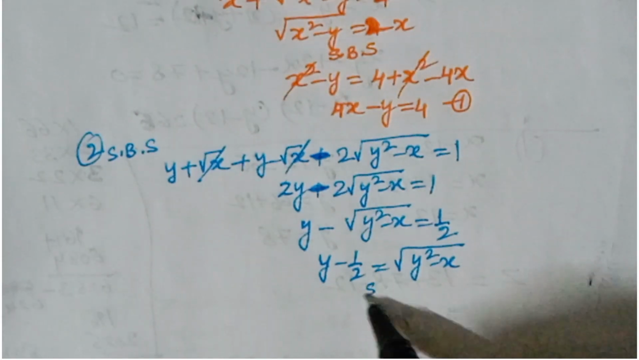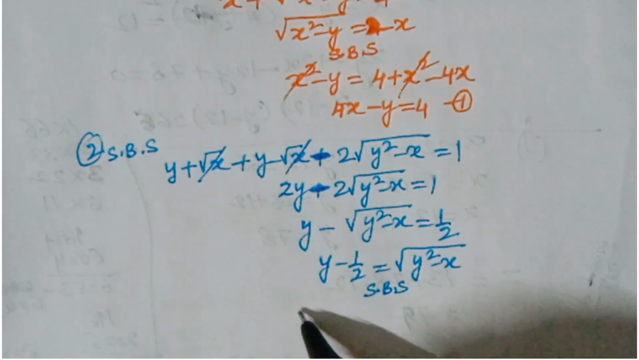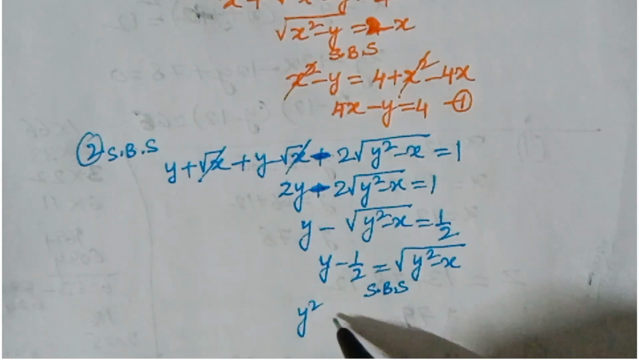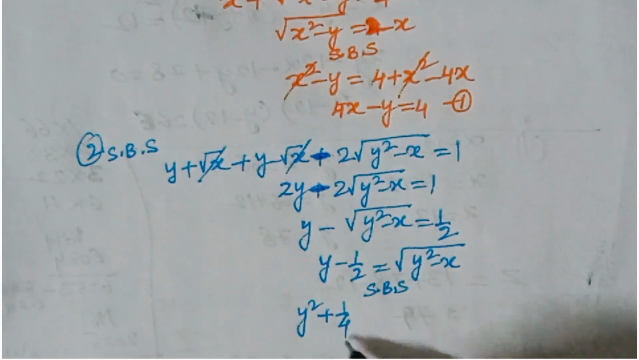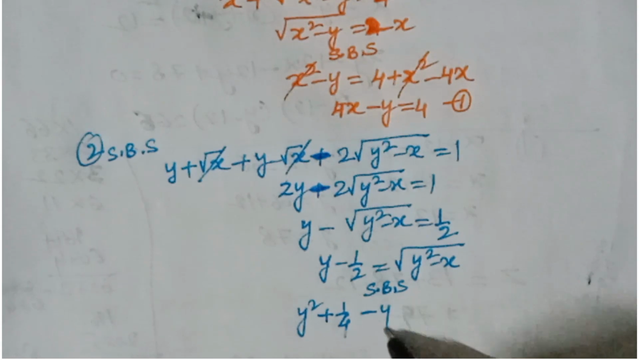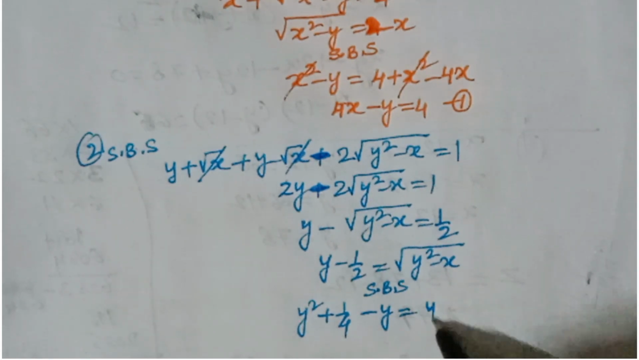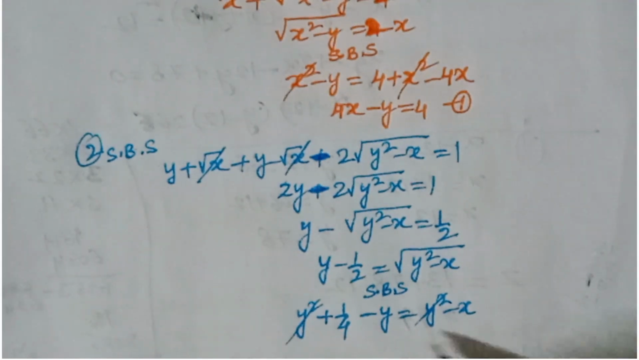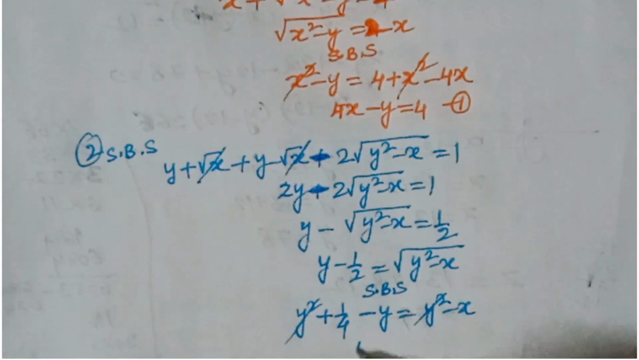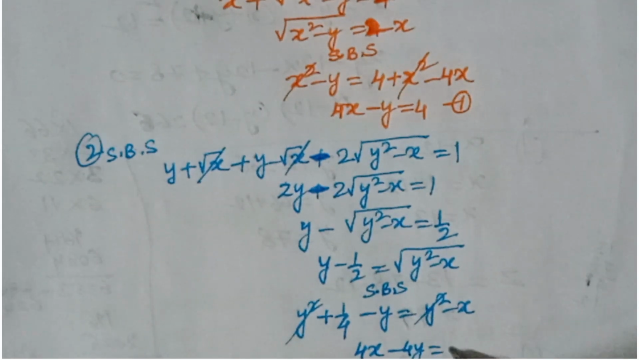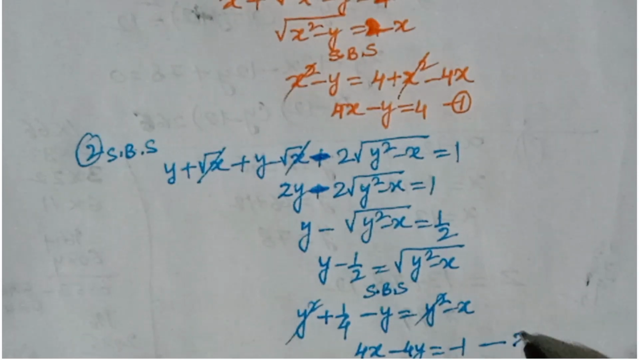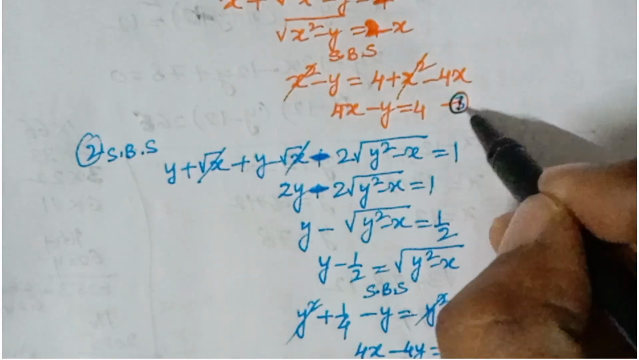Now squaring on both sides. So y square plus 1 by 4 minus y is equal to y square minus x. Y square cancels. Taking LCM, you'll get 4x minus 4y is equal to minus 1. Let it be equation 4.